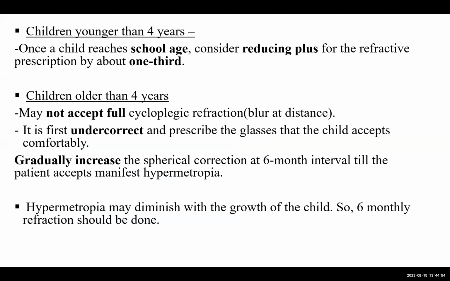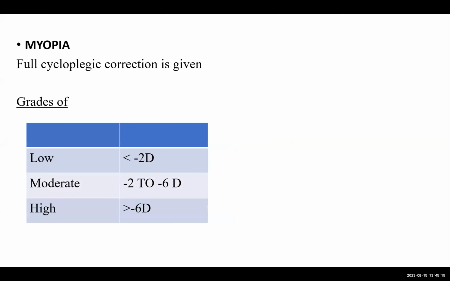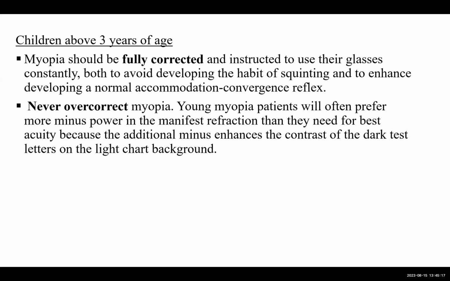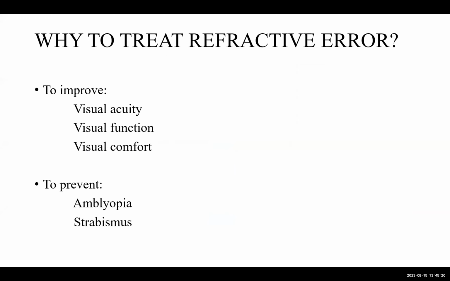In children younger than 4 years, usually school age children, we should consider reducing plus for the refractive prescription by about 1/3. And if the child is older than 4 years, the child may not accept full cycloplegic refraction because of blurry distance. So it is first undercorrected and gradually we increase the spherical correction in 6 months. In case of myopia, we give the full correction and it is never overcorrected.